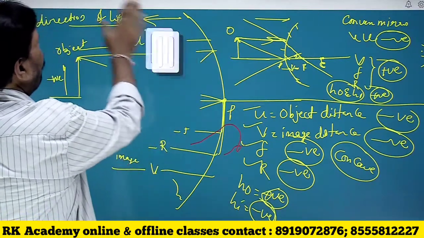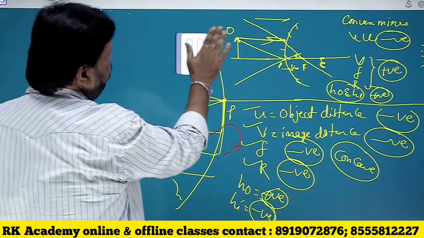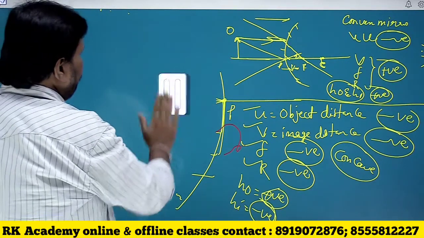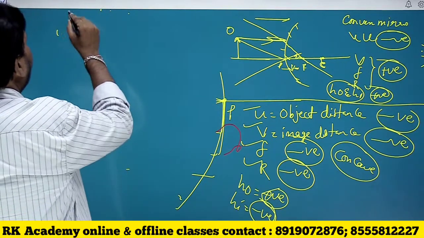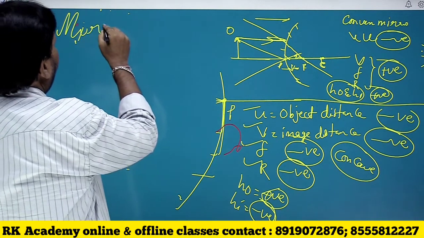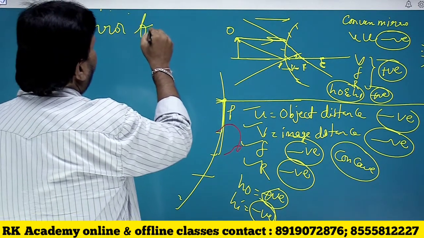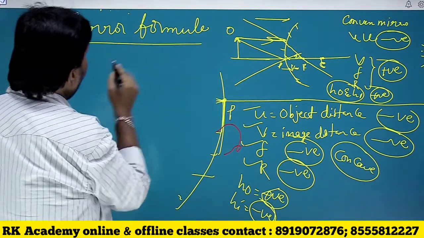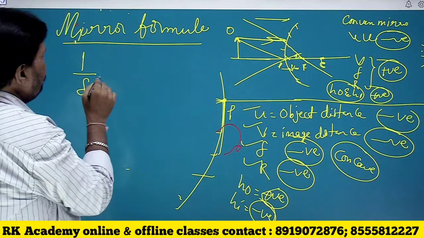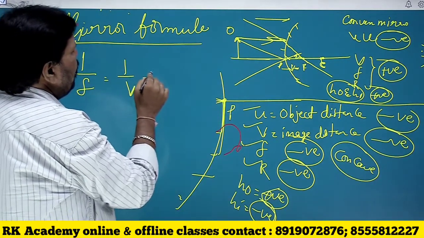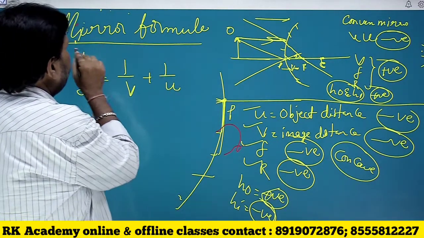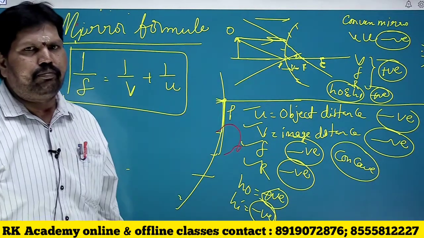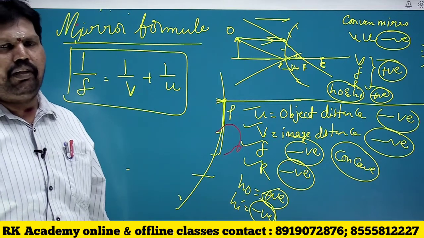Okay. Now let's go with mirror formula. Mirror formula is the relation between object distance, image distance and focal length. The mirror formula is 1 by F is equal to 1 by V plus 1 by U. This is the mirror formula. 1 by F is equal to 1 by V plus 1 by U.